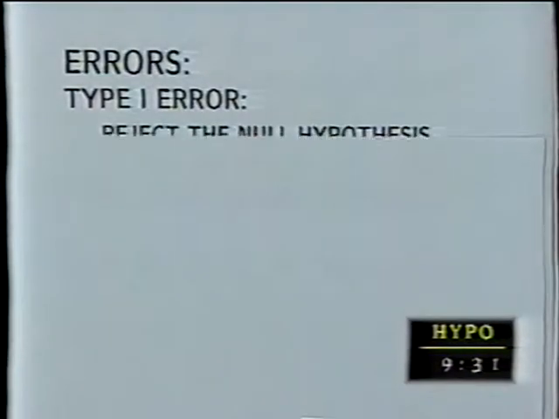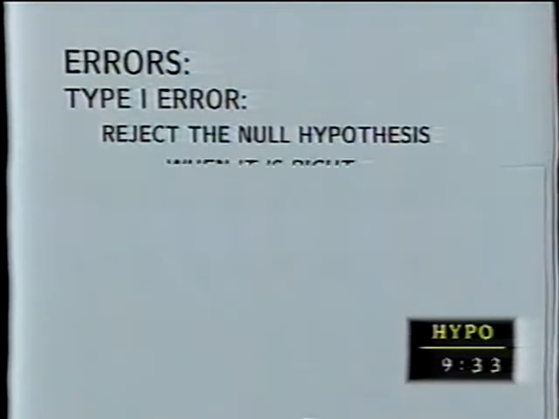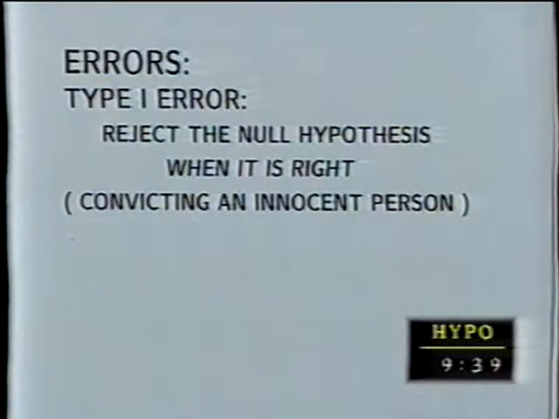Let's talk about some errors. Type 1 error, also called the error of the first kind, is when one rejects the null hypothesis when it's correct. If you take a true null hypothesis, if you convict an innocent person, you are committing an error of the first kind.